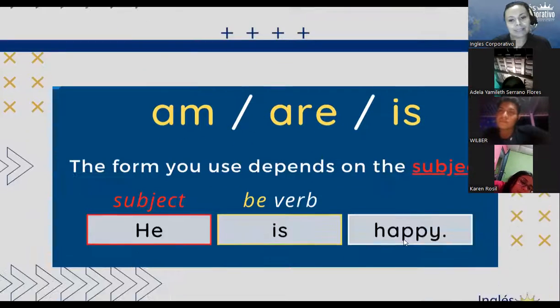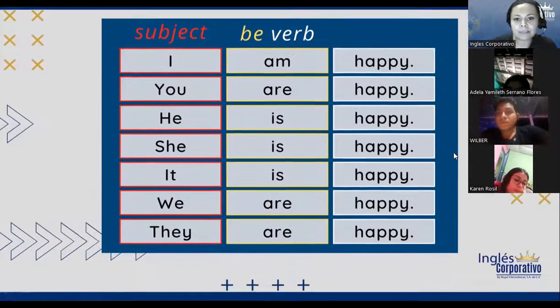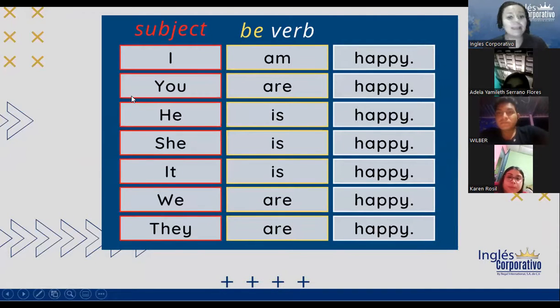Now, I have some more examples. Bueno, aquí está el sujeto, después el verbo to be y algo que expresamos. Vamos a ver varias oraciones. Aquí lo tenemos ya un poco más explicadito.